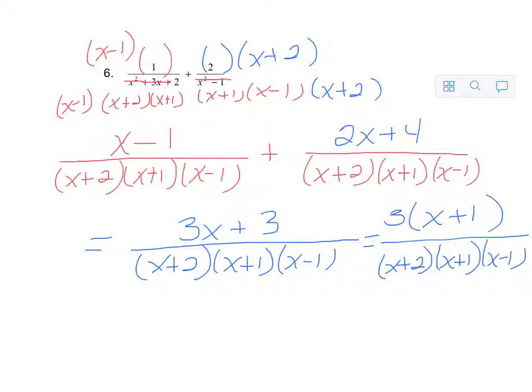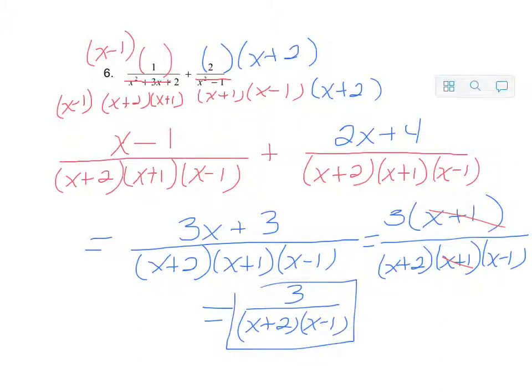I can cancel out the x plus 1s. So my final answer is going to be 3 over x plus 2 times x minus 1. And there's my answer. I hope this cleared up a lot of questions you had on adding and subtracting rational expressions with unlike denominators. Feel free to review the video as many times as you would like.